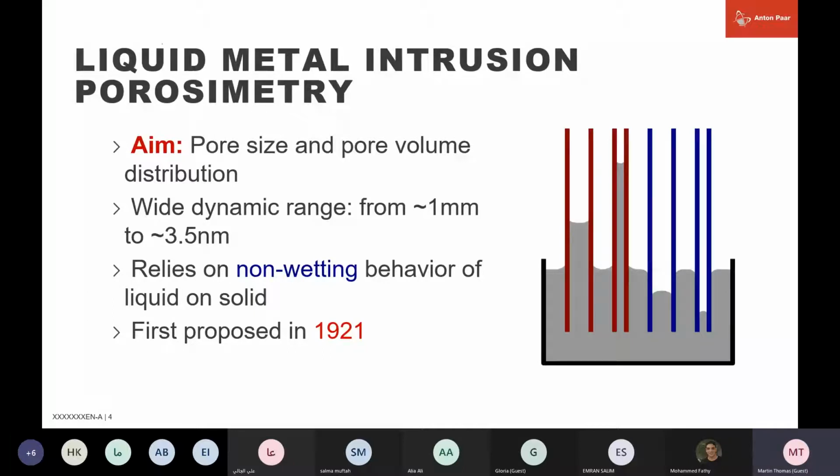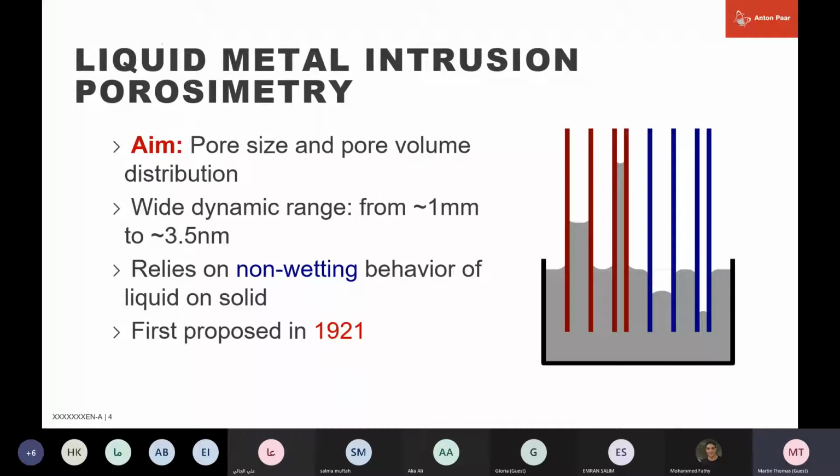And this whole process of being able to measure pores by this method relies on the non-wetting behavior of a liquid, in this case, liquid mercury, on the solid. So the graphic here basically just shows what happens when you have a wetting liquid, contact angle less than 90 degrees, then we get spontaneous, what is called capillary rise. The liquid has a higher affinity for the walls of the capillary than it does for itself. So it spontaneously will move into the pore system.